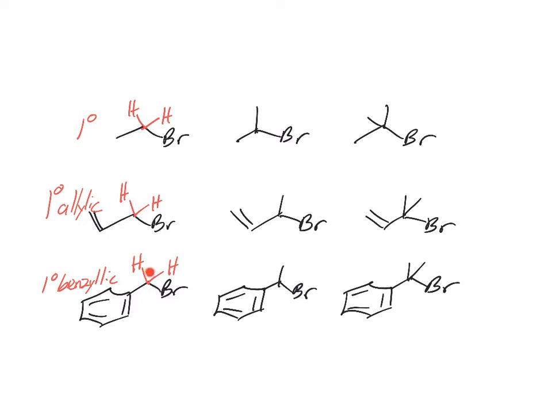If you put a plus charge here, it's a primary carbon, but this whole benzene ring, all 3 of these pi bonds can help spread that charge out, make it even more stable. So this would be more stable than the allylic even. Benzylic would always be more stable than allylic.